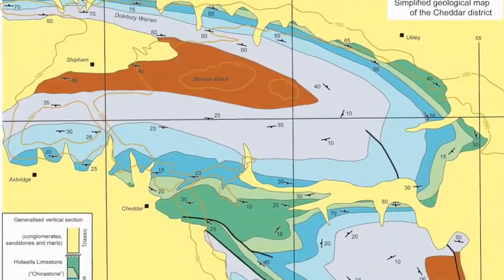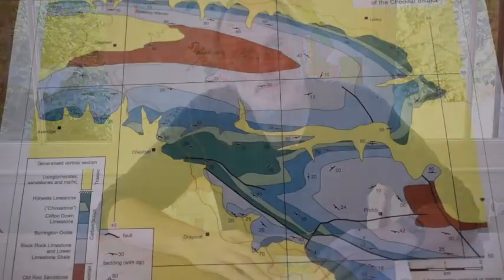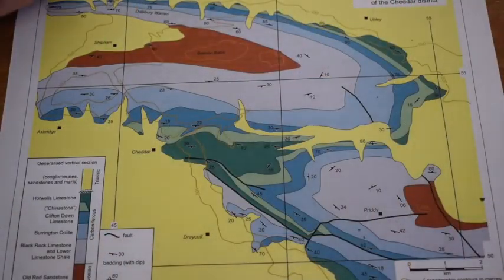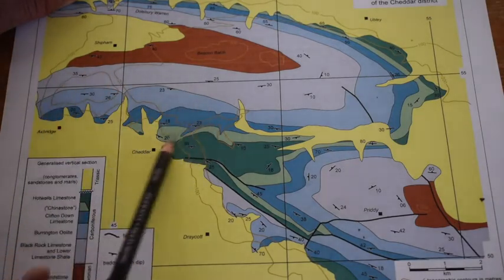We'll set the scene with a sort of regional-ish map for the area, and then we'll look in more detail at a small part of this map area using the topographic information on this simplified geological map. To set the scene, let's use this map for the Cheddar area. The area we're going to look in detail is this one in here.